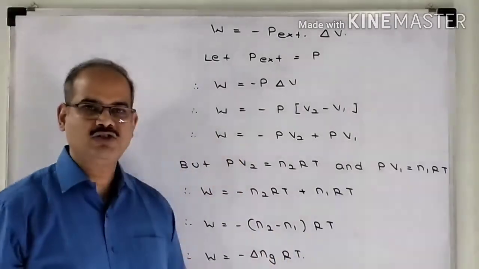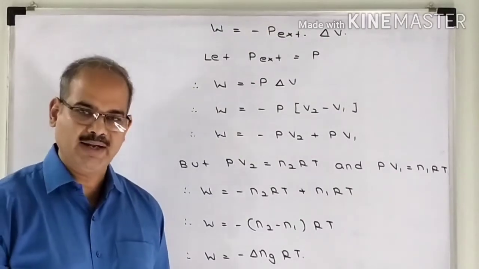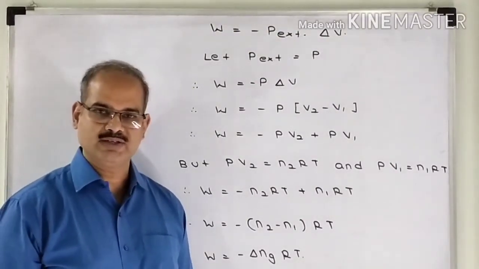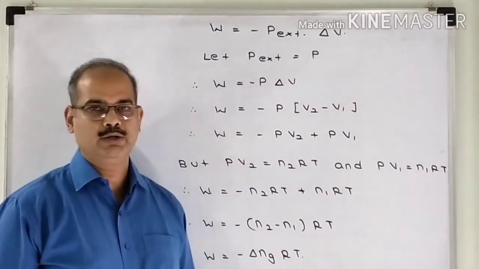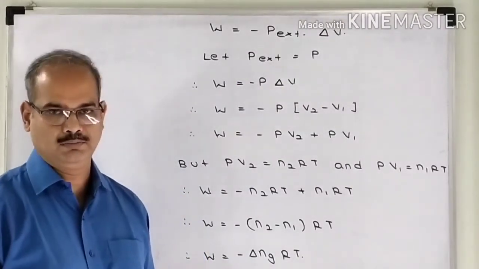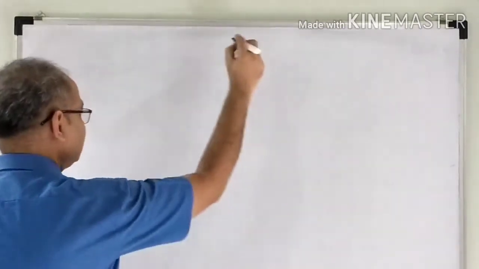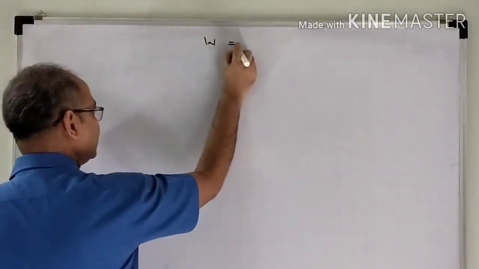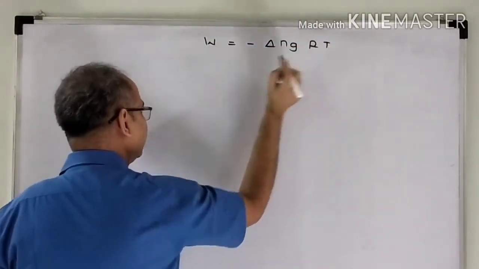Again, delta Ng is nothing but total number of moles of gaseous products minus total number of moles of gaseous reactants, and this is the mathematical expression for work done during a chemical reaction. Work done during a chemical reaction is given as W is equal to minus delta Ng RT.